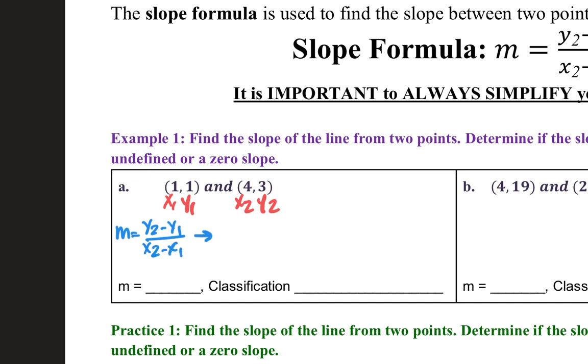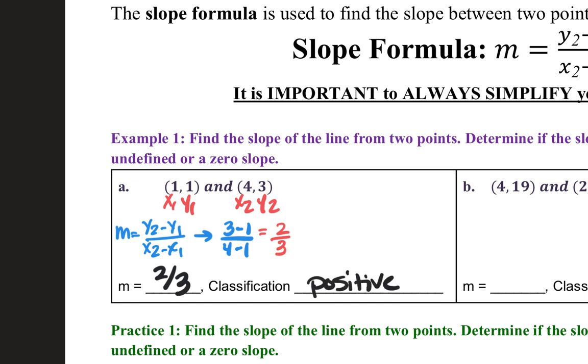If I do this, we get 3 minus 1 and then 4 minus 1. Well, 3 minus 1 is 2, and then 4 minus 1 is 3. So your slope is 2/3. So we're going to write 2/3 for our slope. Your classification, the way you're going to classify it, this is going to be a positive slope.